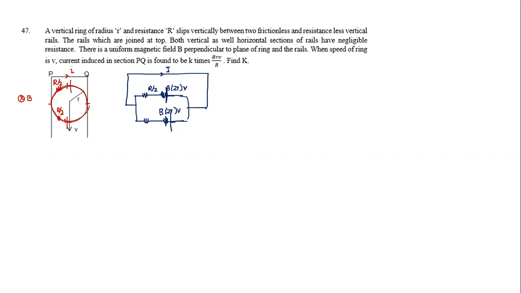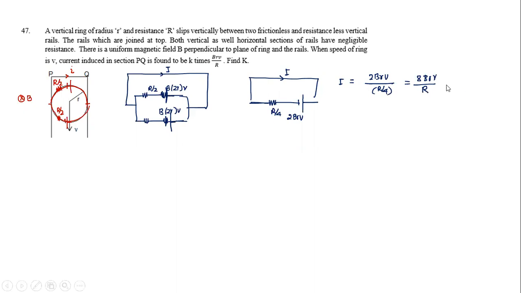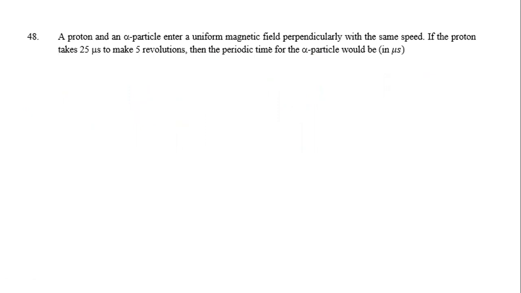We can easily solve this by replacing it with an equivalent battery. These are two identical batteries connected in parallel, so the equivalent resistance becomes half, which is R by 4. The EMF remains the same, 2BRV. Then we have to find the current, which is easy. Current I is equal to 2BRV divided by R by 4, which is equal to 8BRV by capital R. So here the coefficient K is equal to 8. It's a pretty simple question.